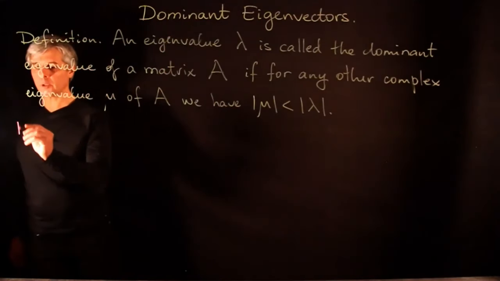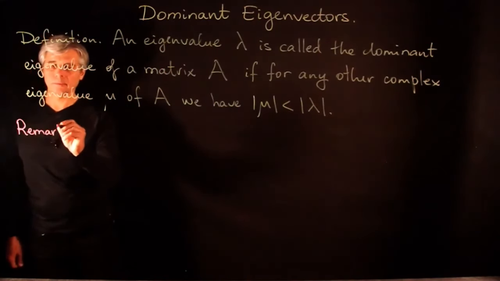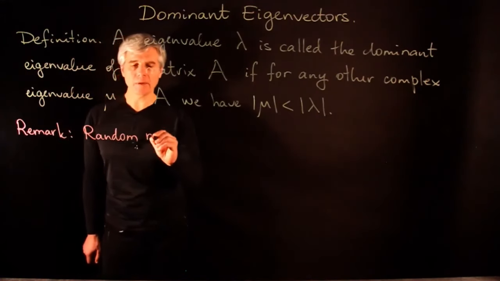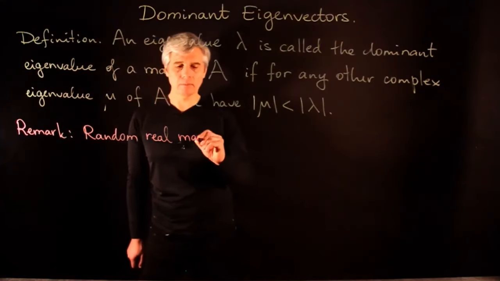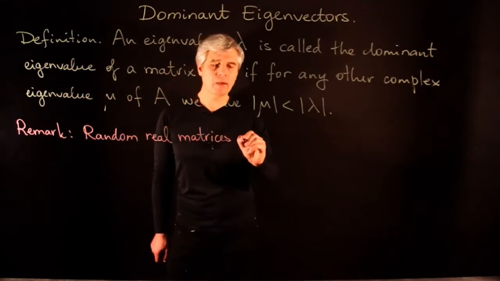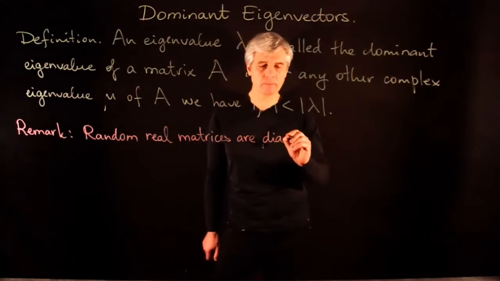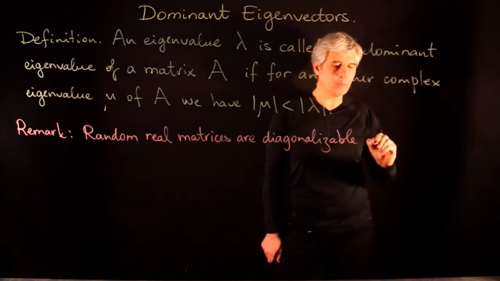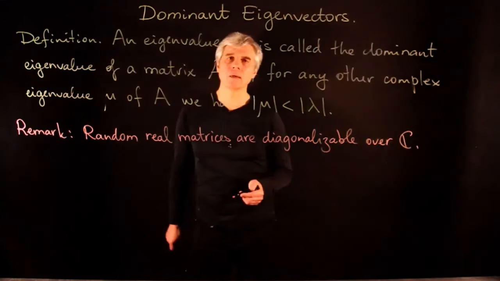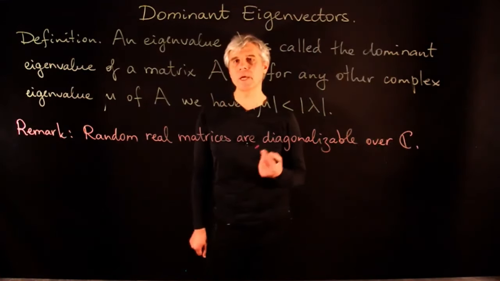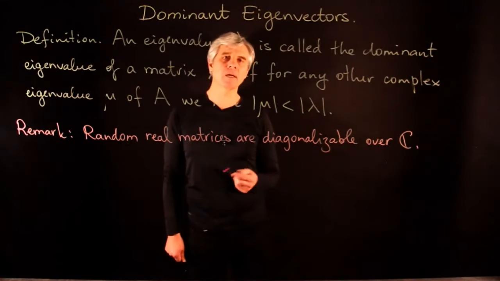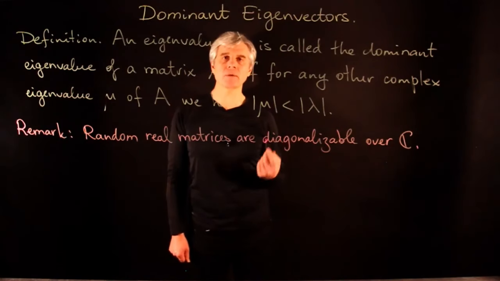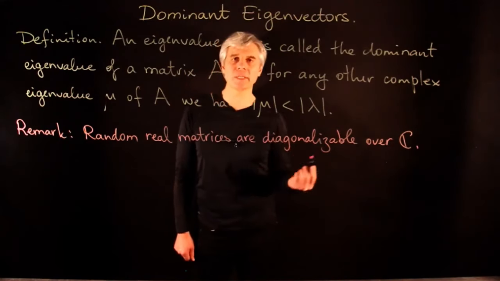We make the following important remark, that random real matrices are diagonalizable over complex numbers. This means the following, that if you have a matrix that is built with some experimental data, then you should expect that such a square matrix be diagonalizable over complex numbers.